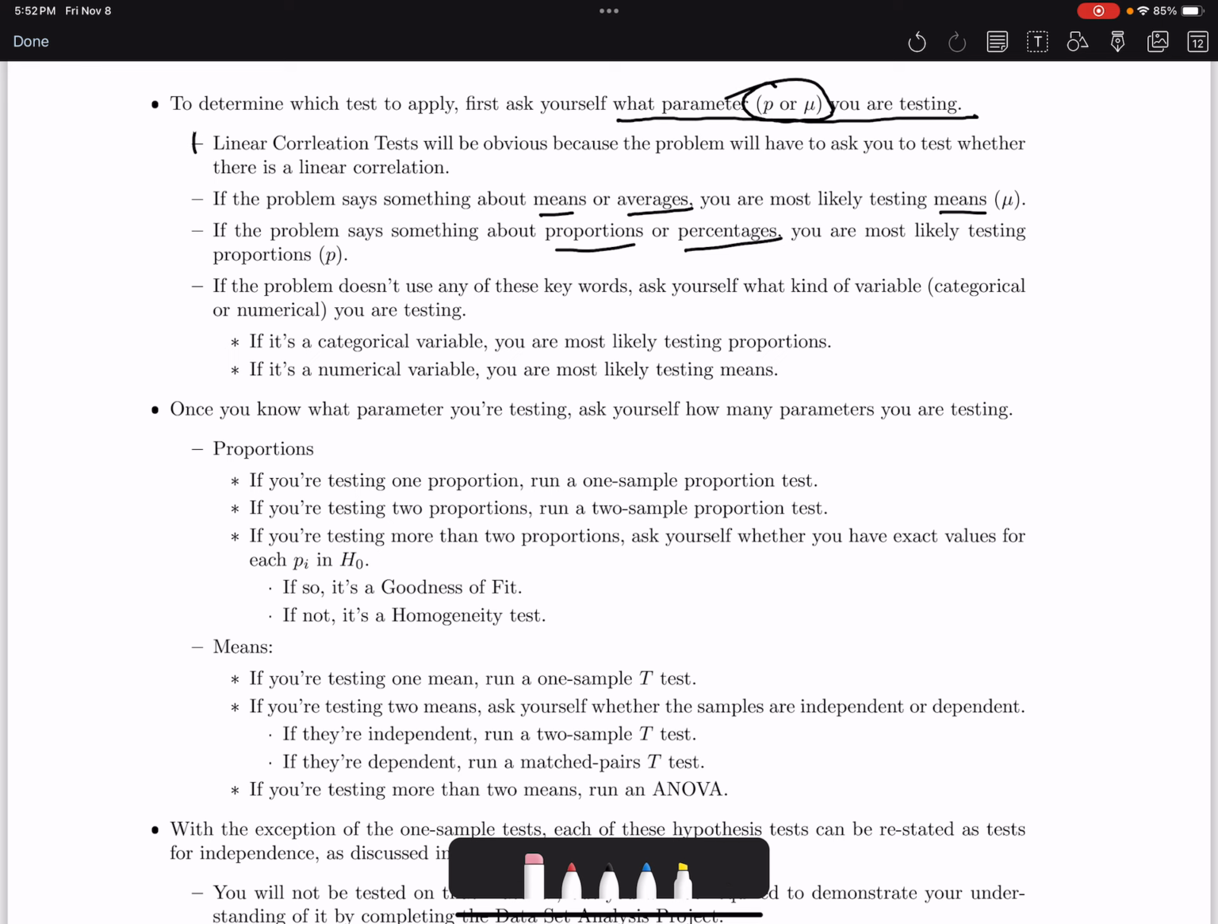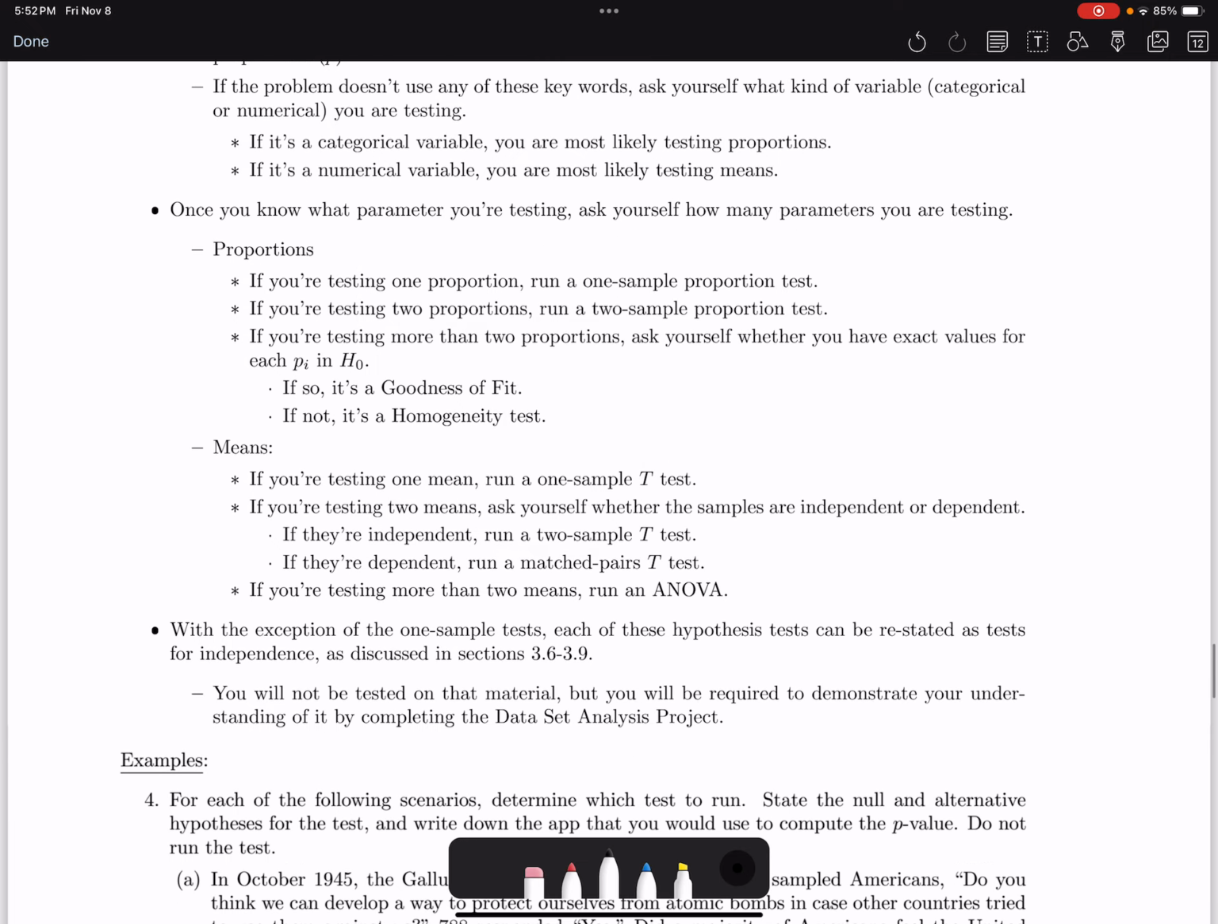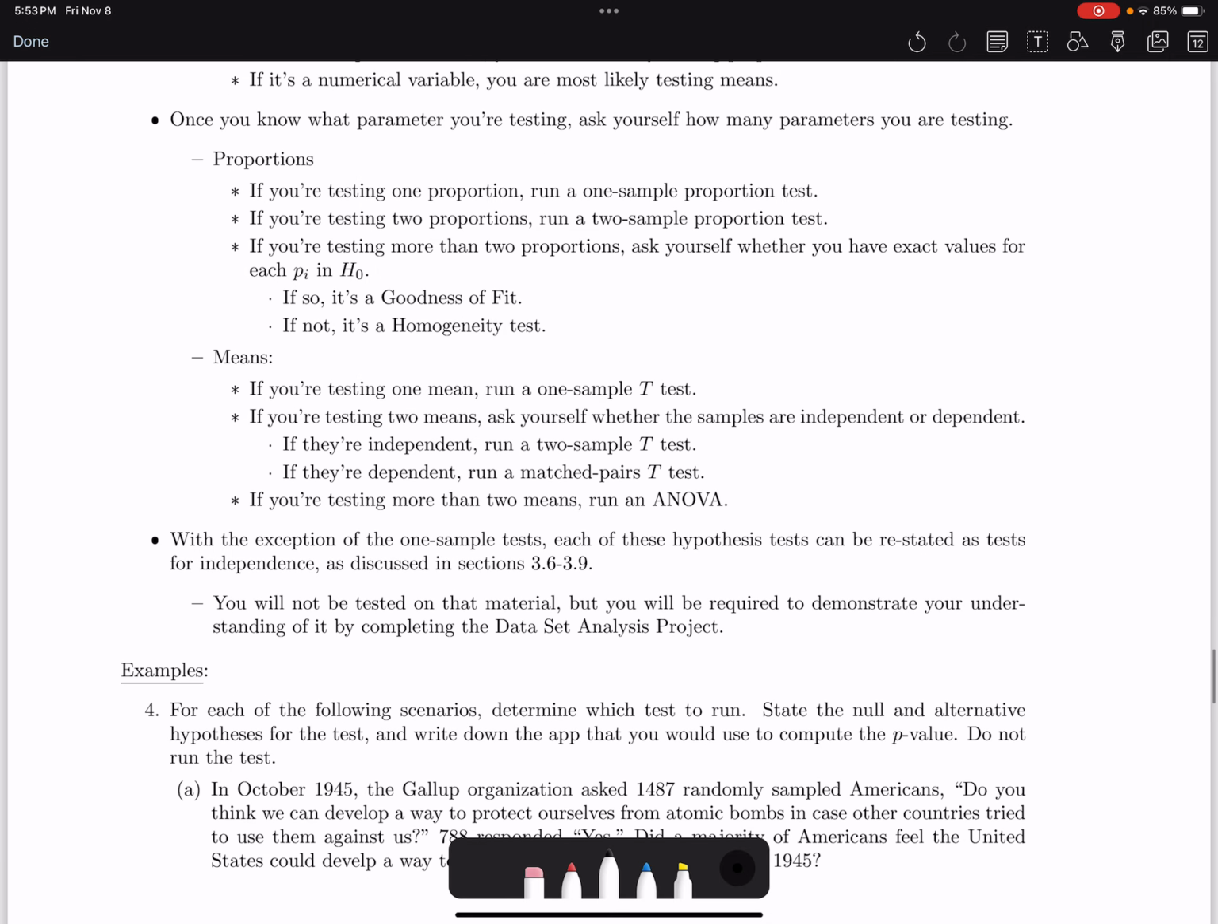So this is the first step, right? The first step is to decide what parameter am I testing? Am I testing a proportion or am I testing a mean? Or are they asking me for a linear correlation test, right? Now, once you know what parameter you're testing, you should ask yourself how many parameters you're testing, okay? So let's say that you've decided I'm testing proportions. You should then ask yourself, how many proportions am I testing? And if you're only testing 1, then you run a 1-sample proportion test.